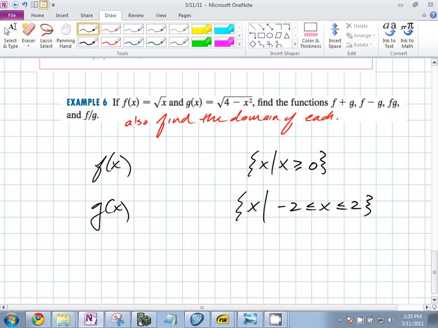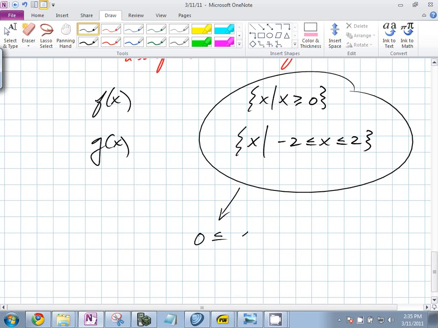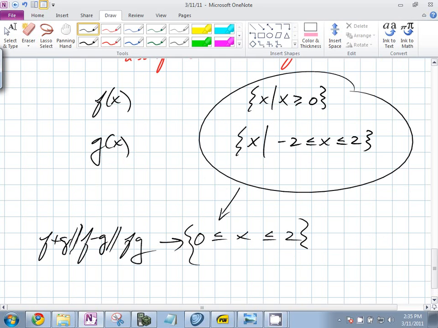So now that you have that, can you answer all these questions? What's the intersection of these two? From 0 to 2. Yeah, from 0 all the way to 2. So the domain of f plus g, the domain of f minus g, and the domain of fg is that right there.